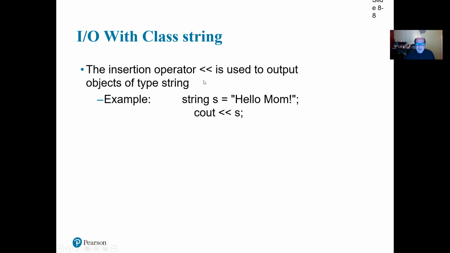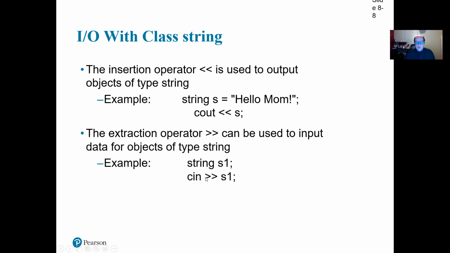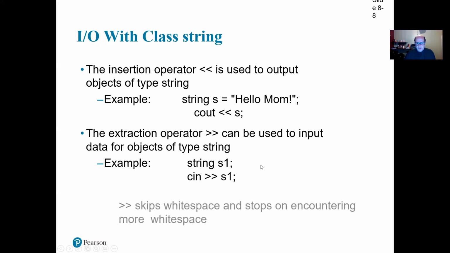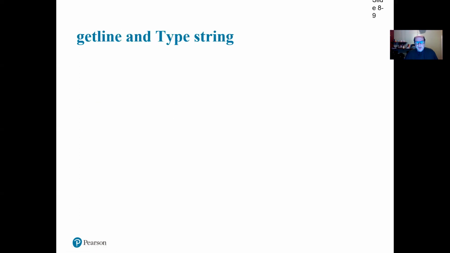So we do have the insertion operator. So we can do a cout on a string. You have seen that. We can use it for reading. You have seen that also. And of course, the extraction operator is going to skip over white spaces: space, tab, and newline.